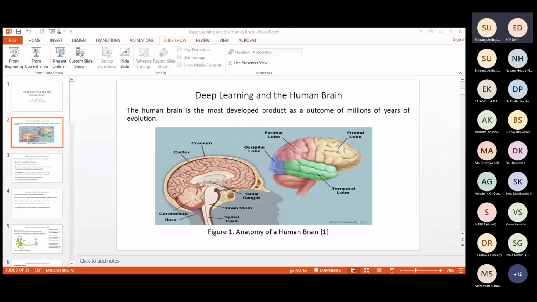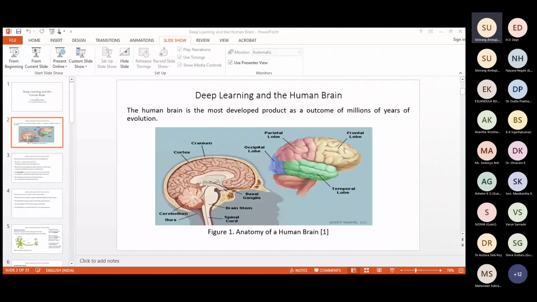Yeah. So we'll just start with some introduction to the human brain, right? As all of you know, the human brain is the most developed product that we can see on our planet, and this is an outcome of millions of years of evolution. So the most developed product, if you visualize, is the human brain. And if it is the most developed, it will also be the most complex, right?